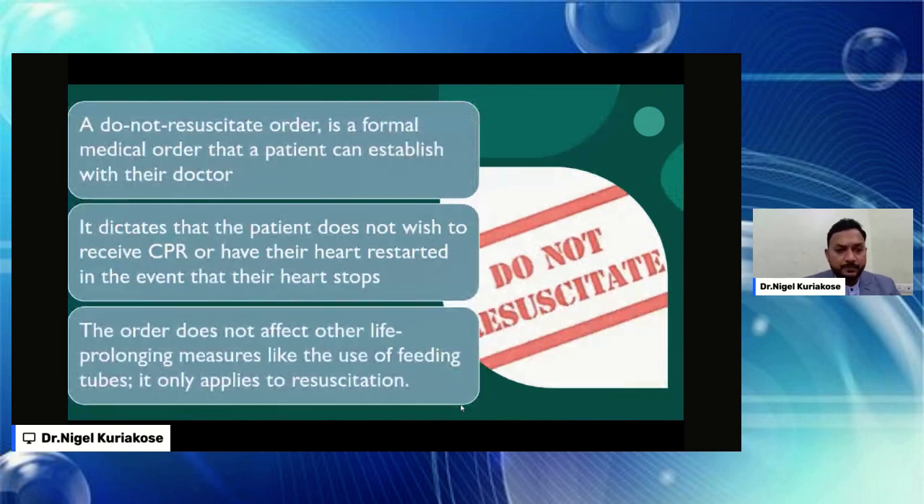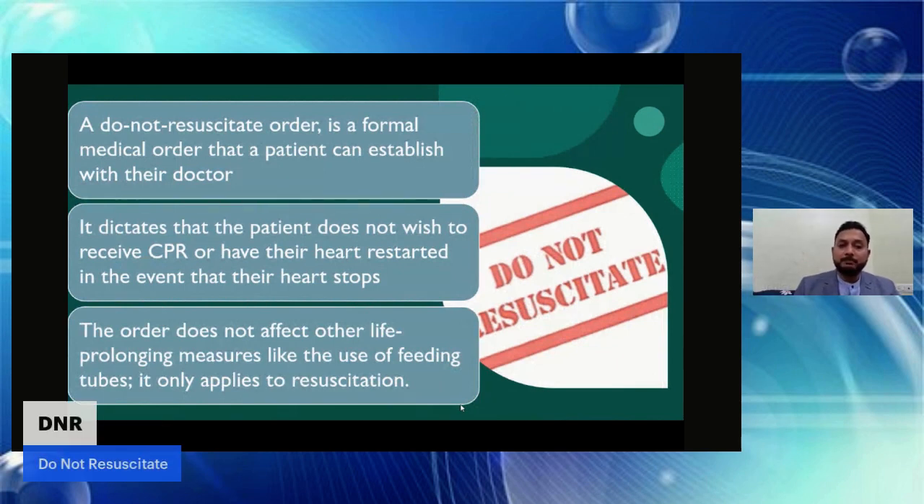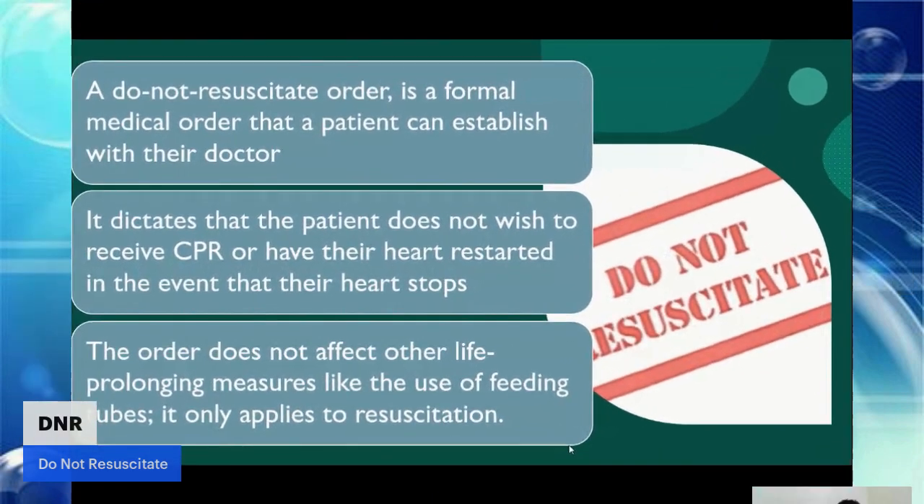So DNR, as it suggests, is a do not resuscitate order. It is a formal medical order that a patient can establish with their doctor. It dictates that the patient does not wish to receive CPR or have their heart restarted in the event that their heart stops. The order does not affect other life-prolonging measures like the use of feeding tubes, but it only applies to the concept of resuscitation.